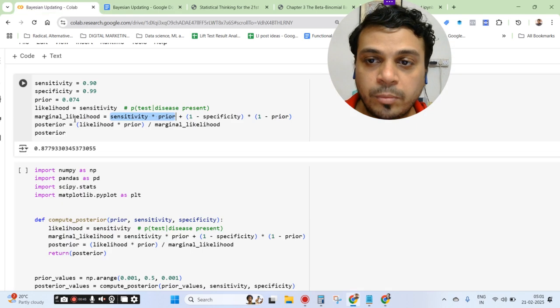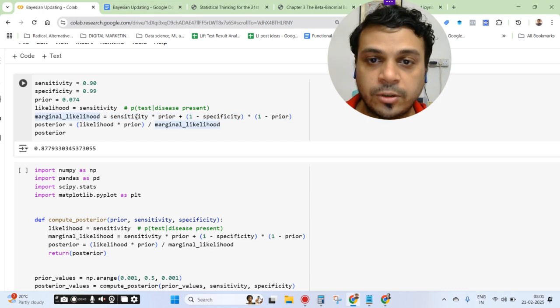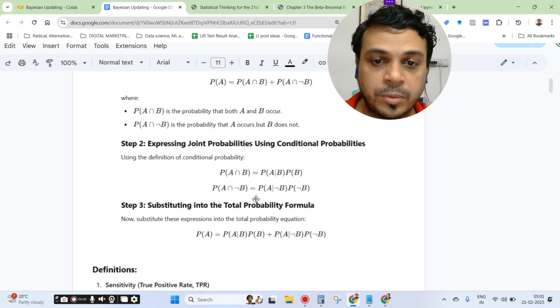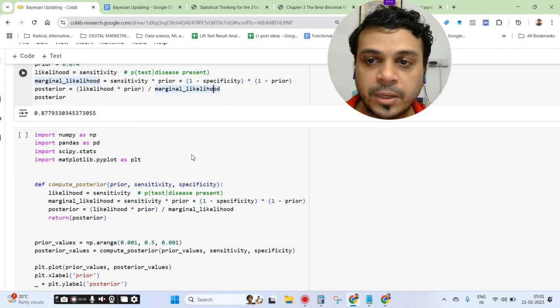And this formula is exactly the form that you see here, sensitivity into prior plus 1 minus specificity into 1 minus prior, because sensitivity, as you know, is likelihood, and the rest just follows from here. For instance, prior here is the B, and the rest just follows. So that is how it is progressing.